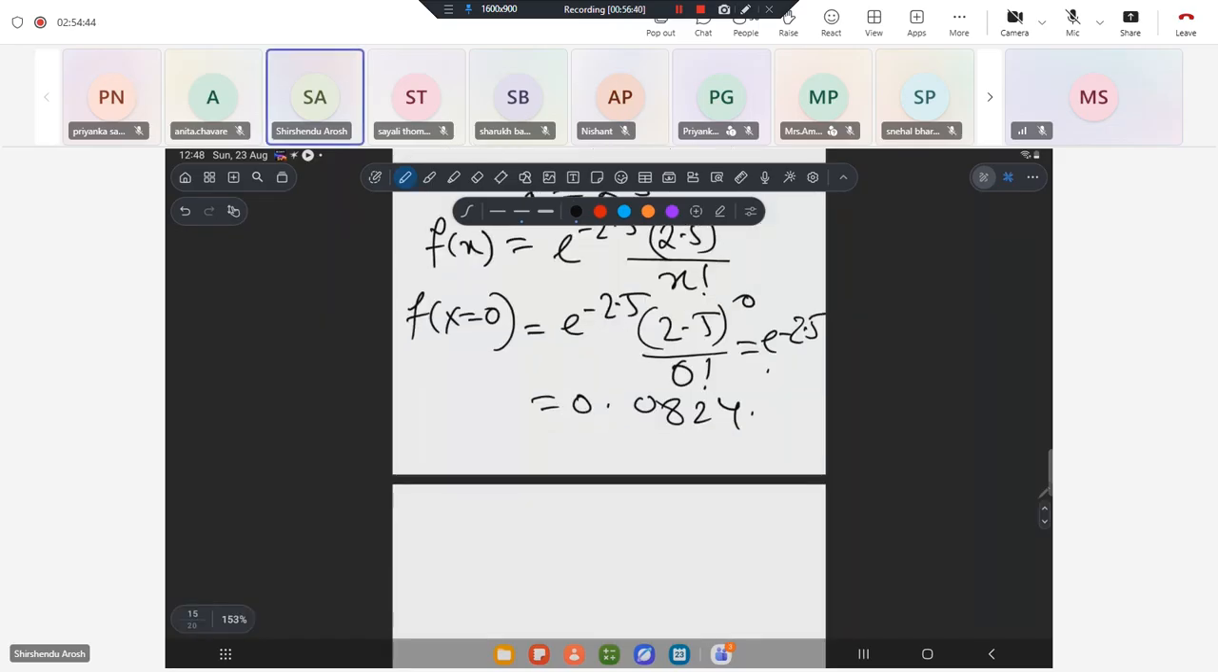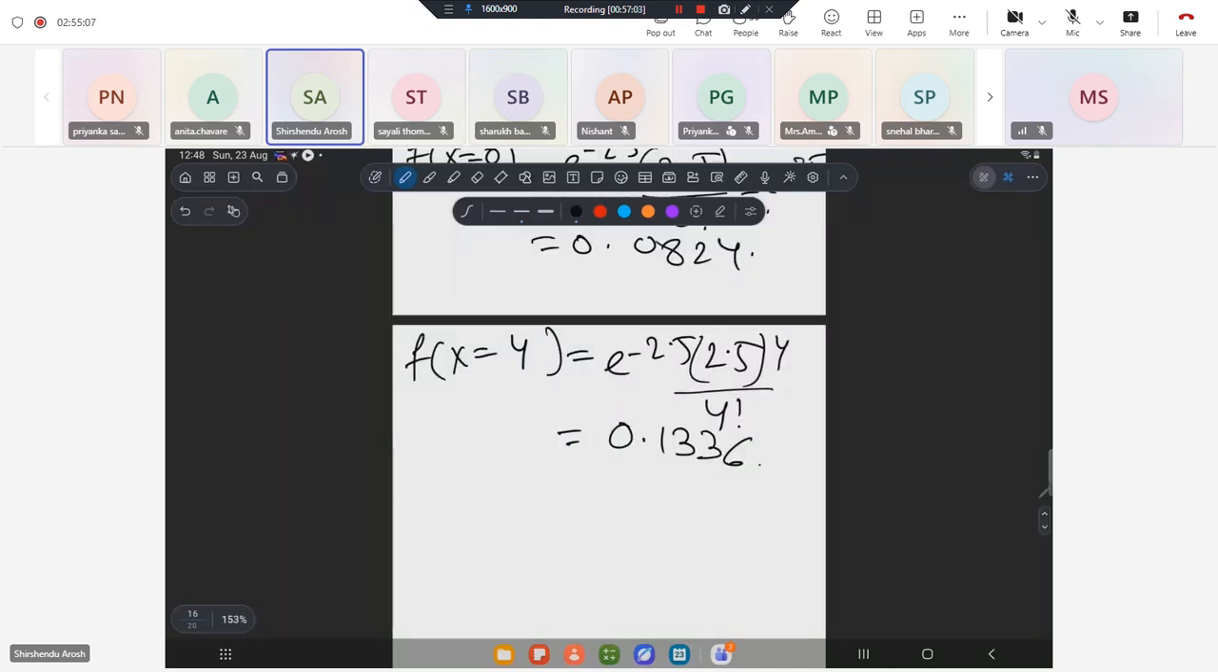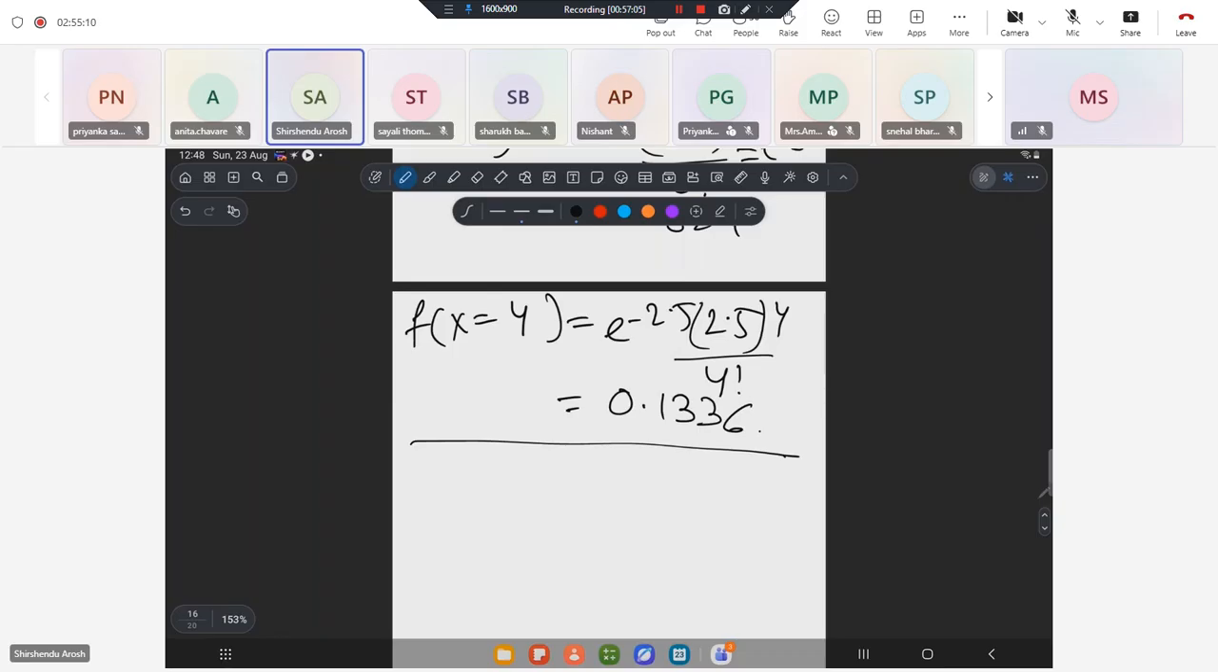This is the number. Second is exactly 4 calls, x is equal to 4. So that means e to the minus 2.5, 2.5 to the power 4 by 4 factorial. Simplifying this, 0.336. So that's how, once you understand the parameter, it is quite easy to handle this kind of problem. Let's quickly do two more.